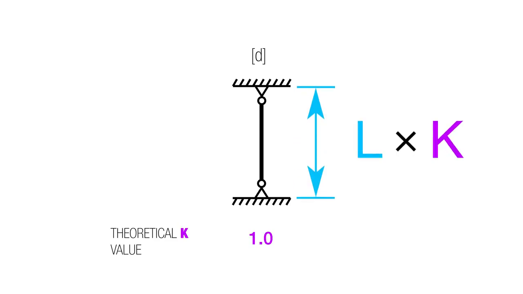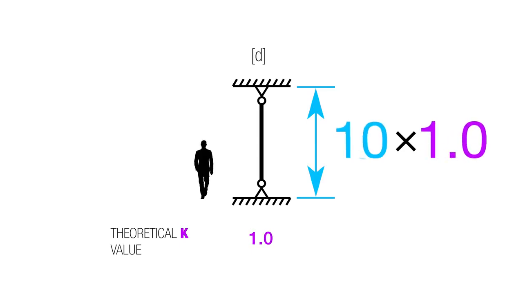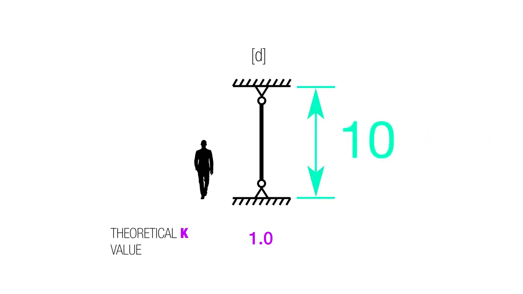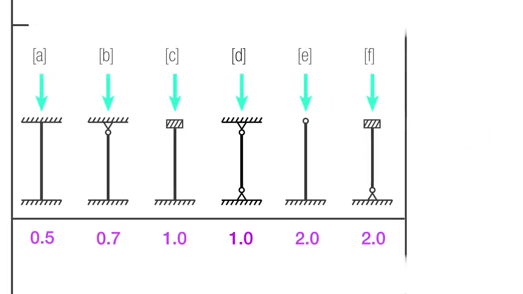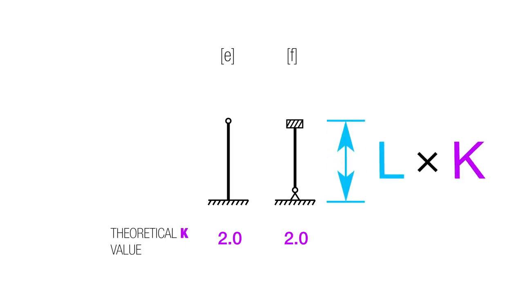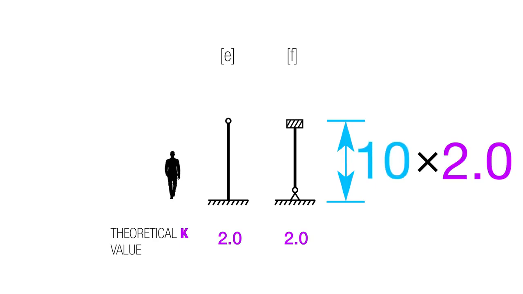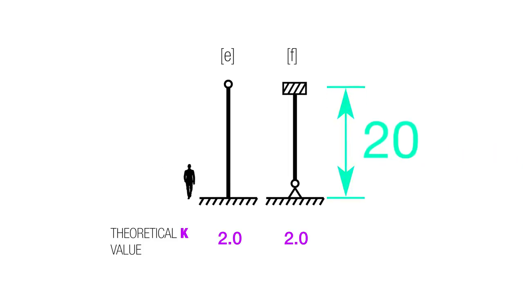And then this is kind of our baseline. We have pin connections at the top and the bottom, which means that it's rotation-free and translation fixed. And that's our 1. So then if we have a 10-foot column, it's going to really behave like a 10-foot column. But look at these two here. These two have a theoretical K value of 2, which means that we're going to have to take a 10-foot column if we have one of these, and it's going to behave like a 20-foot column.